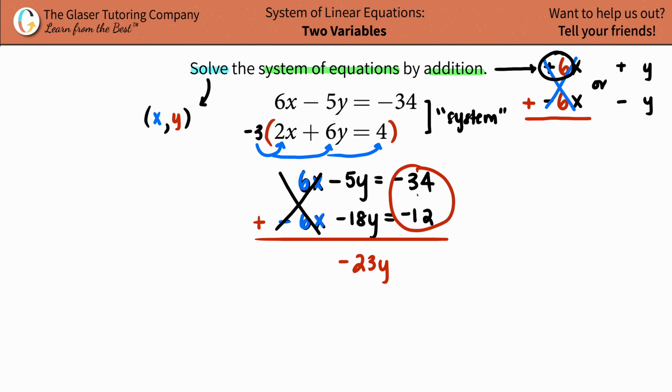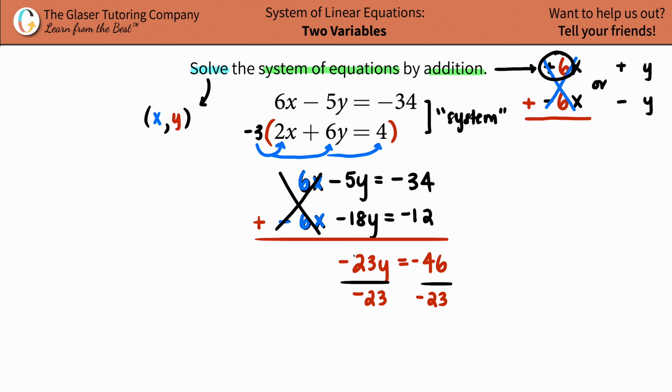And then negative 34 plus a negative 12. So what's that? This is just addition. So negative 46. And now let's just get rid of that. But just, Christina, don't forget that negative in there. And we're going to divide on both sides by negative 23.